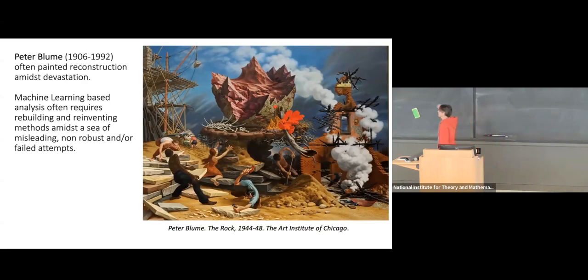So I went to the Institute of Art yesterday and saw this painting. I'd never come across Peter Bloom, but it said he often paints reconstruction amongst devastation. I often feel that that's how I work. Machine learning based analysis often requires rebuilding, reinventing, redoing. You can see behind all these methods which have failed, misled you. They weren't robust enough. So I sometimes feel like this. I'll leave you with that thought. Thank you.